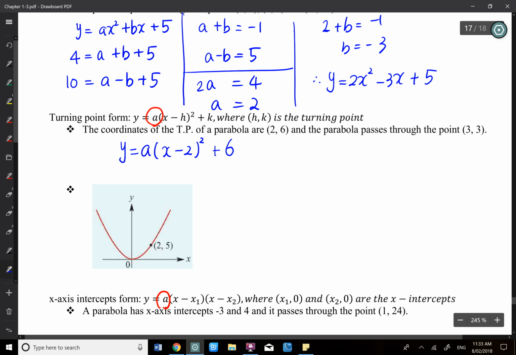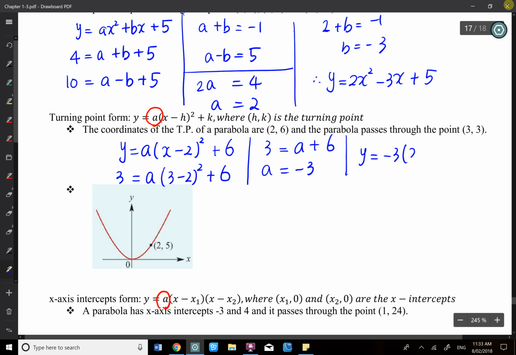And then sub the point (3, 3) in. So 3 equals a(3 minus 2) squared plus 6. We have 3 equals a plus 6, so a equals -3. So y equals -3(x minus 2) squared plus 6.